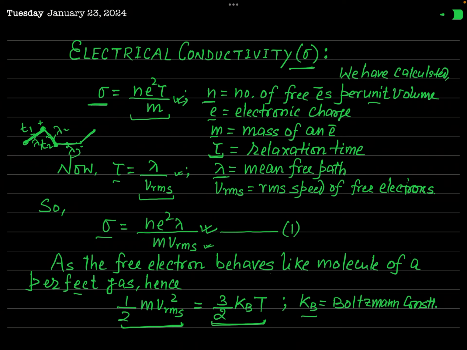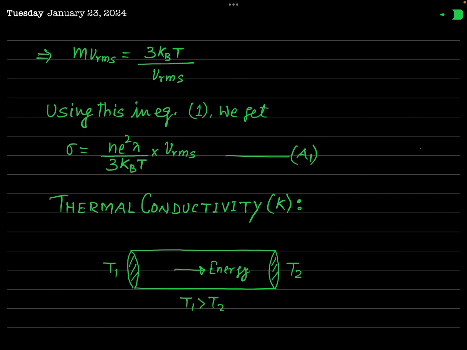So from here we can easily find the factor m into Vrms from this result. You can see this 2 and this 2 will cancel out, and m Vrms will be equal to what? You can see this m times Vrms will be equal to 3 kBT over Vrms.